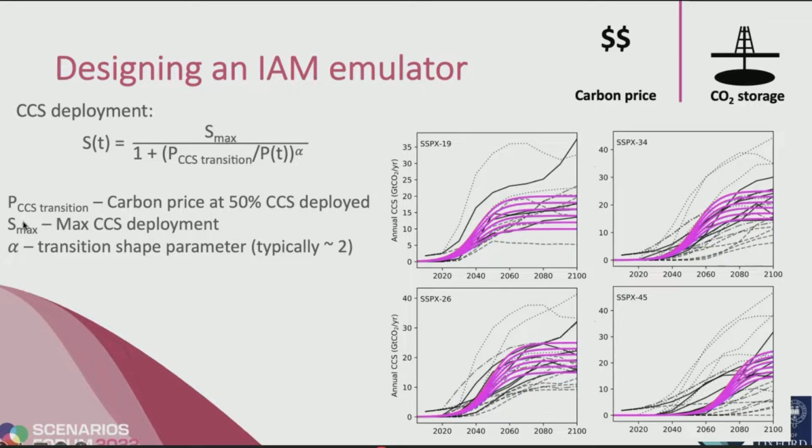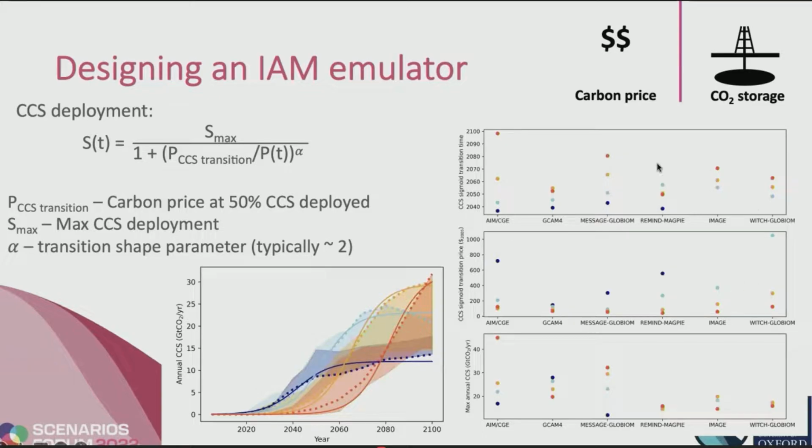And again, you have these parameters that govern the maximum amount of CCS that you believe you can deploy. Some transition rate, which we find is typically somewhere around a quadratic, and a transition price, which governs the price at which the model starts to build rapidly a lot of CCS. And so this is for some fixed, so I think that here we're only varying S max and we're holding P of the 50% transition cost fixed, just to see what that looks like. But we have done a wider sampling of parameters as well.